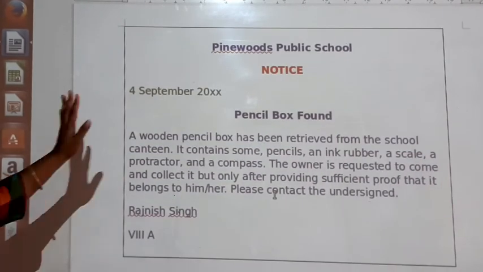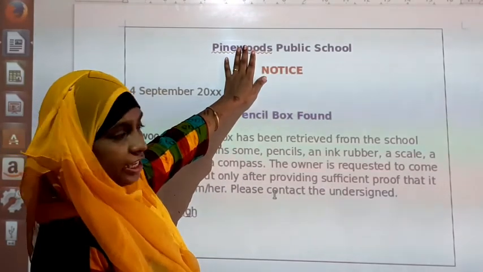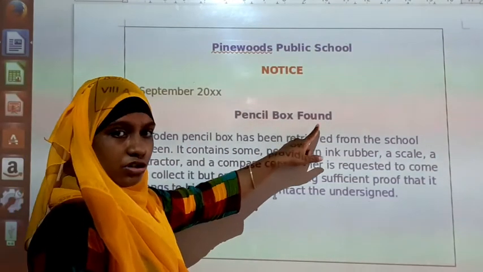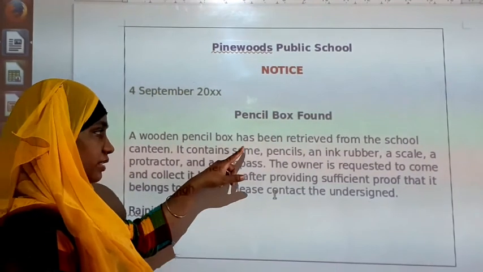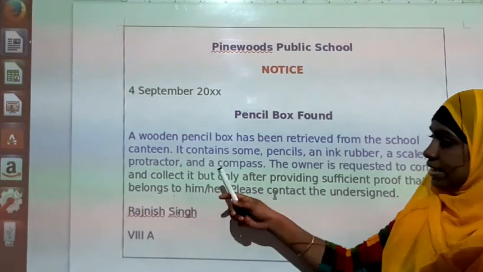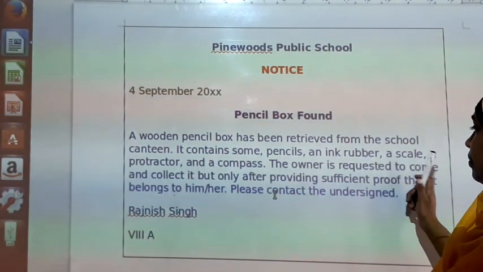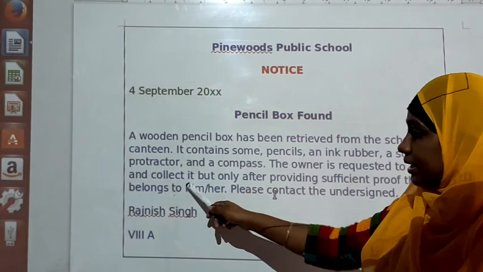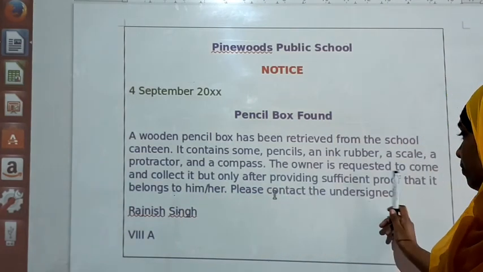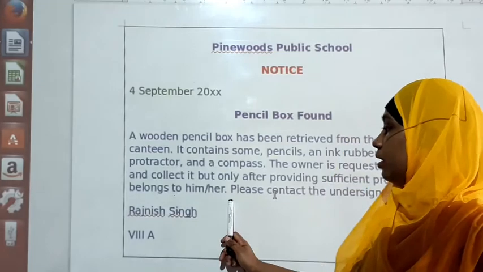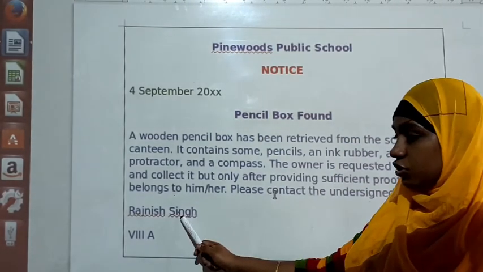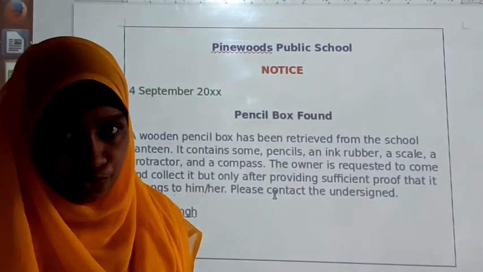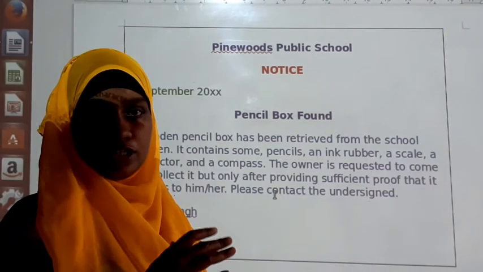See here, Pinewoods Public School is the school name and the notice is written here, dated 4th September 2020, Pencil Box Found. A wooden pencil box has been retrieved from the school canteen. It contains some pencils, an ink, a rubber, a scale, a protractor and a compass. The owner is requested to come and collect it, but only after providing sufficient proof that it belongs to him or her. Please contact the undersigned, that is Rajneesh, who has found it, from 8A. So these are the 3 types of notice which will be there in your exams.